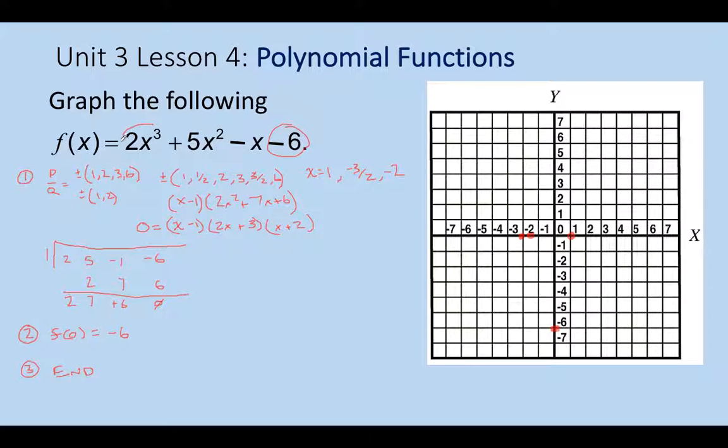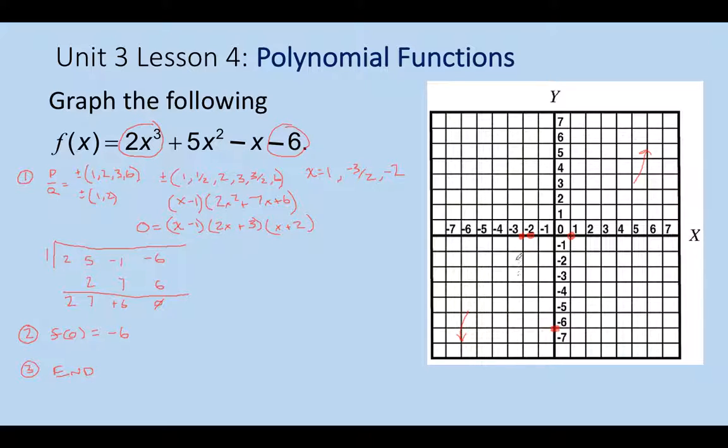And so I look at this and I think to myself, okay, well, I know that it's x cubed. So I know it's going to be going down this way and going up this way. I also know that it can have at most 2 turning points. So at this point, I kind of wing it.